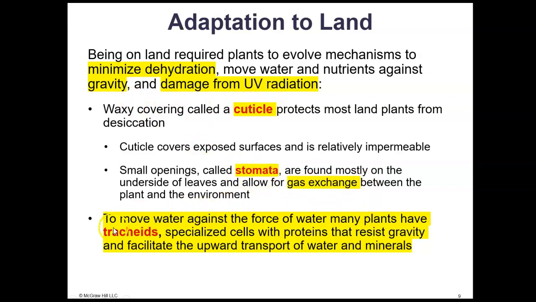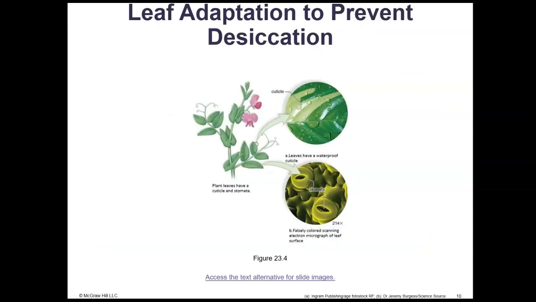And then down at the bottom, to move water against the force of gravity, many plants have tracheids, specialized cells with proteins that resist gravity and facilitate the upward transport of water and minerals from the roots to the top of the plant. So tracheids are specialized cells for transporting water and minerals.